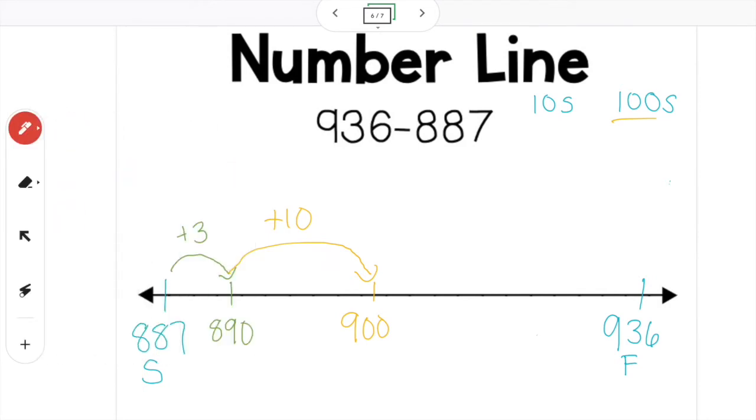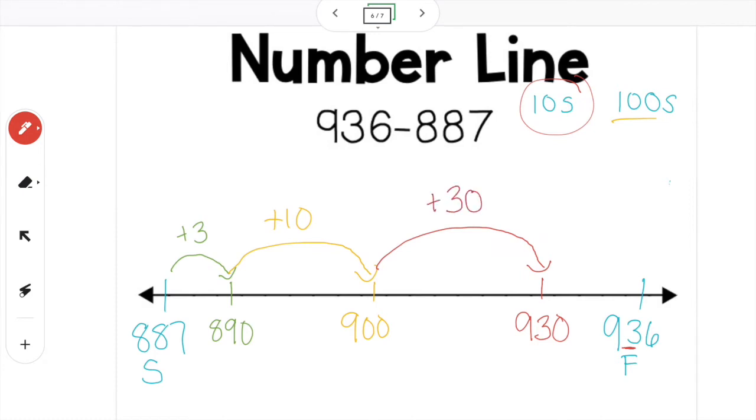Now I need to get from 900 to 936. I'm going to start thinking along the lines of tens again. So the nearest 10 for 936 is going to be 930. So I'm going to put 930 over here, and I have to figure out how many tens it would take for me to jump to 930. So I'm thinking to myself, well, 10, 20, 30. I'm holding up 3 fingers. Each of those fingers is worth 10. So that's going to be plus 30.